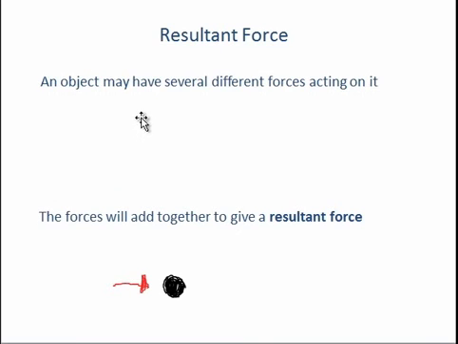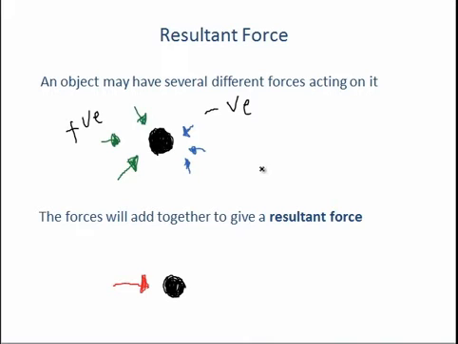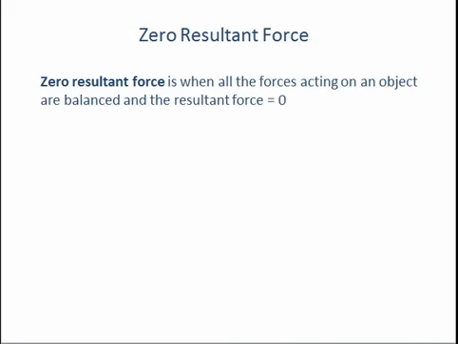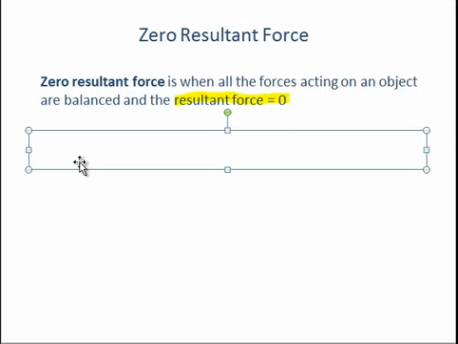So let's go back to this diagram and say all of these green and blue forces were the same value. So we would consider the green values as positive values and the blue values as negative values. So let's say that it was positive 1, 2 and 3, add negative 1, 2 and 3. Well, you get plus 3 plus negative 3, and we know that when we have a plus and a minus sign, it becomes a minus sign, so the resultant force is 0. So when all the forces acting on an object are balanced, the resultant force is 0, and this is known as the zero resultant force.